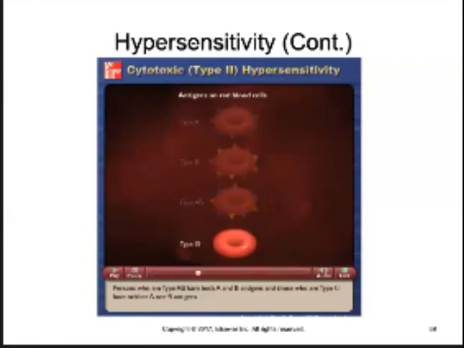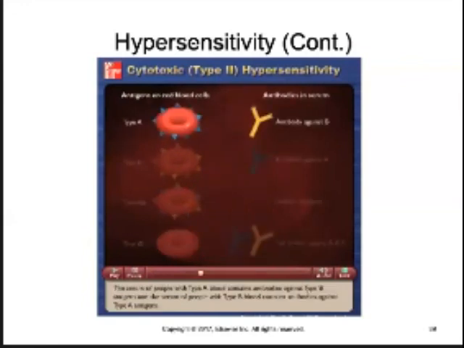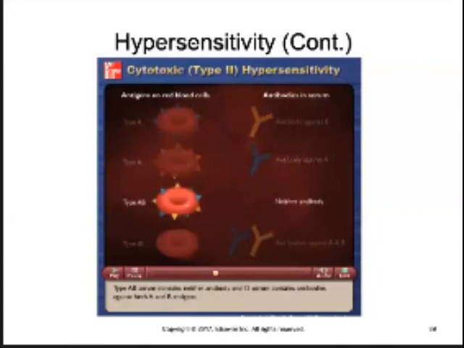nor B antigens. The serum of people with type A blood contains antibodies against type B antigens, and the serum of people with type B blood contains antibodies against type A antigens. Type AB serum contains neither antibody, and O serum contains antibodies against both A and B antigens.